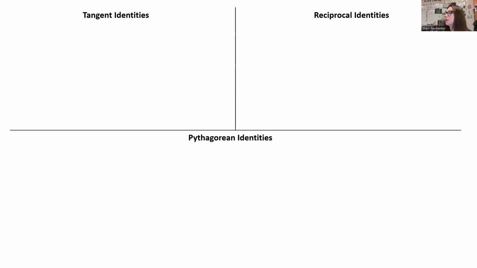And so the tangent identities all stem from this idea of tangent, and we should kind of know this: tangent of an angle is equal to sine over cosine. We've done sine, cosine, and tangent, right? Okay, I was kind of drawing a blank. We did sine, cosine, and tangent, and we should remember that tangent is sine over cosine.